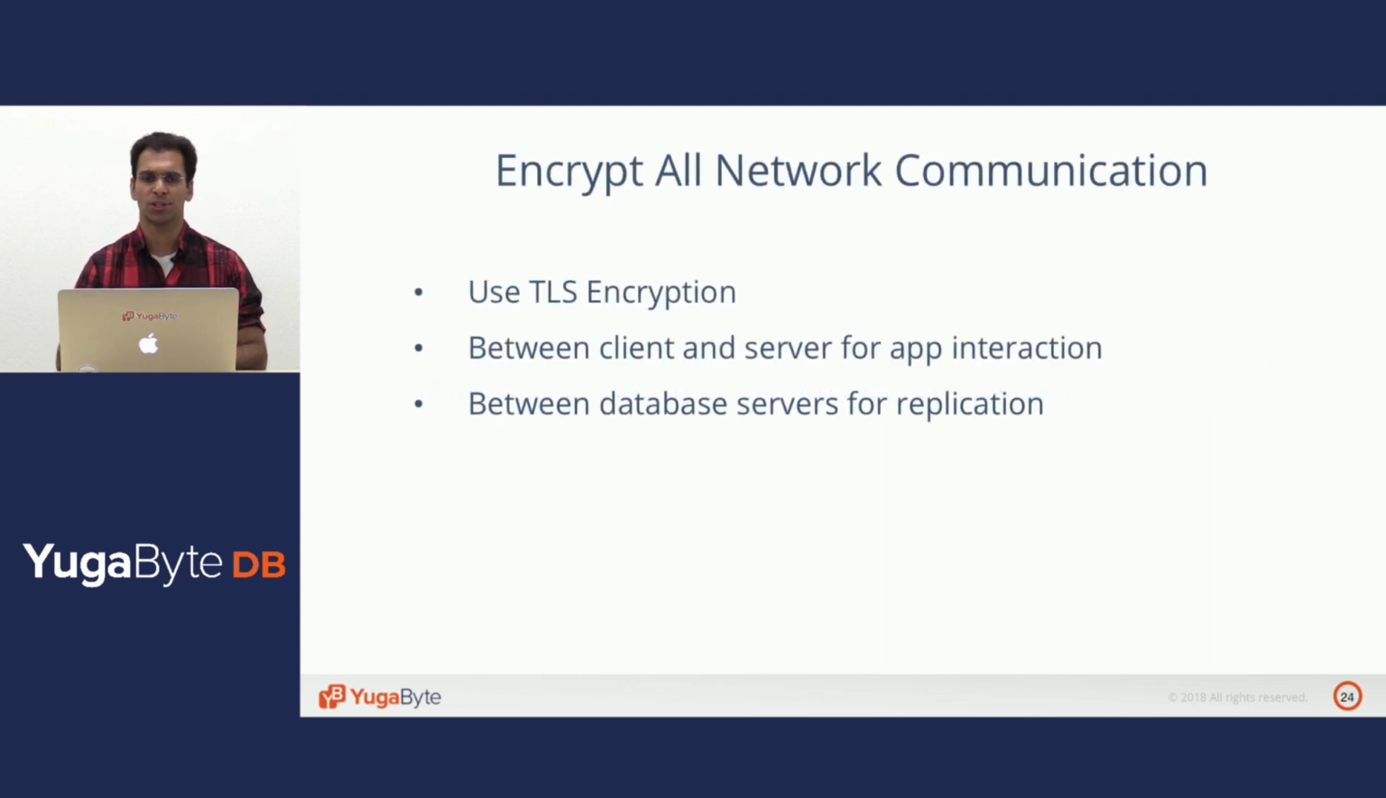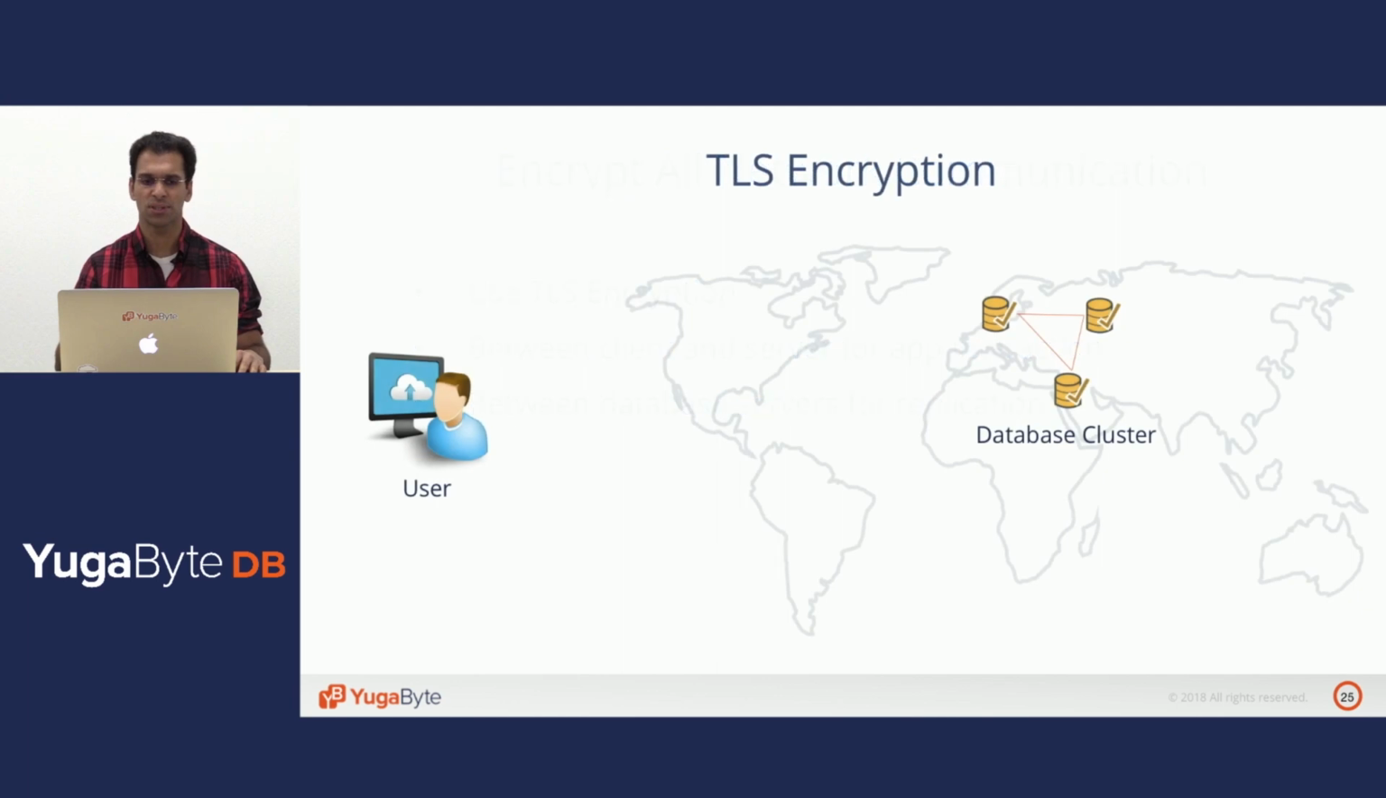What is end-to-end encryption? It typically consists of two parts. You have network communication and you have data storage. So the first part is you need to encrypt all network communication. TLS encryption is commonly used in order to achieve this, and there are typically two network segments you can think of. There is the client to server interaction, and there is the intra-server or the replication between the databases. Obviously, both of these have to be secured.